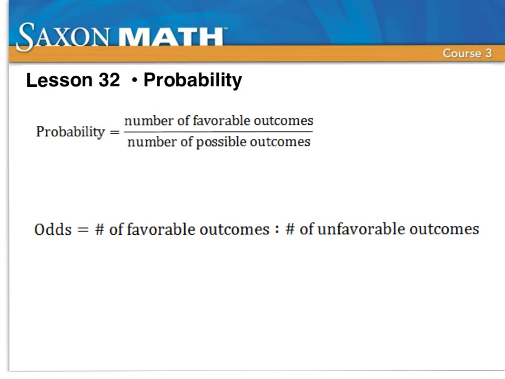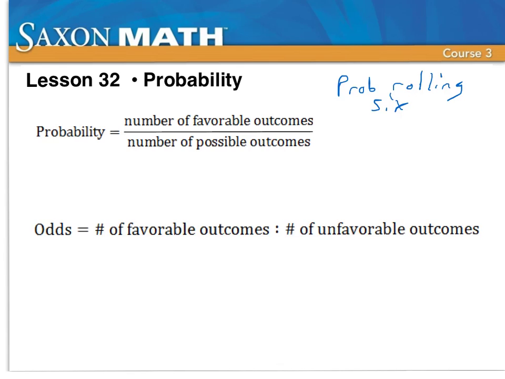This is lesson 32. We're talking about probability. Probability is the number of favorable outcomes over the number of possible outcomes. So let's say I want to know the probability of rolling a 6 on a die.